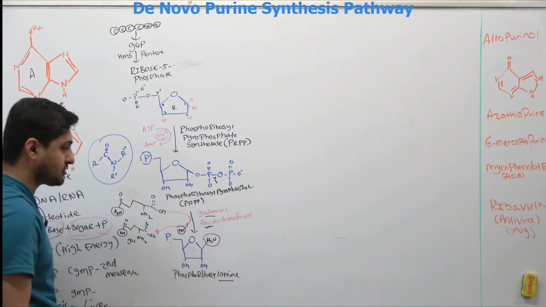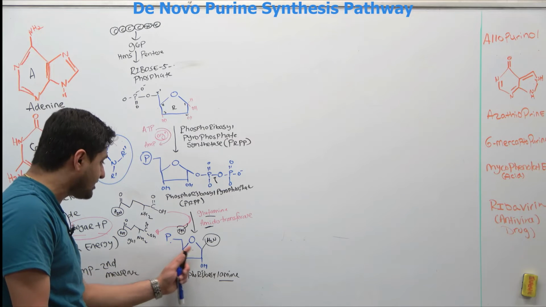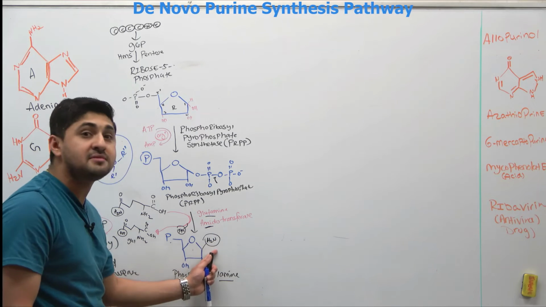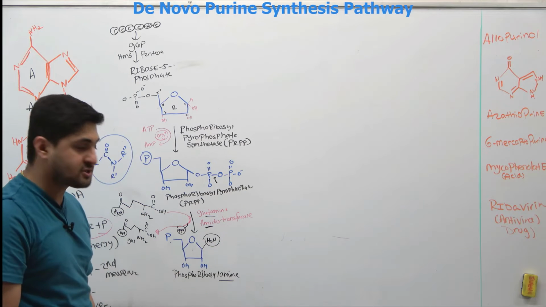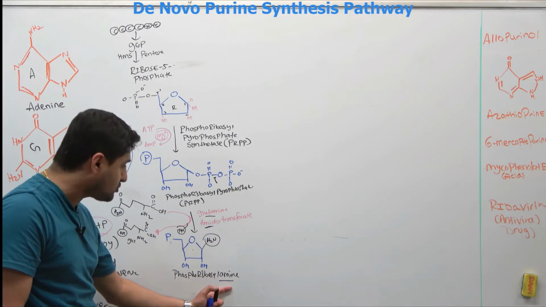Phosphoribosyl amine. That's what it's called. Because there's already a phosphoribosyl, but you're adding an amine group because of the amide transference, right? And you basically make a compound, phosphoribosyl amine. That's how you make it.